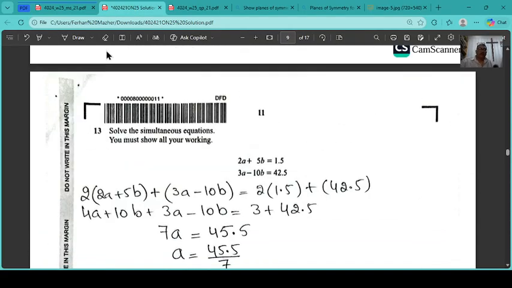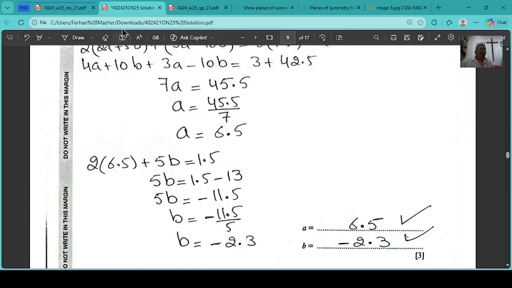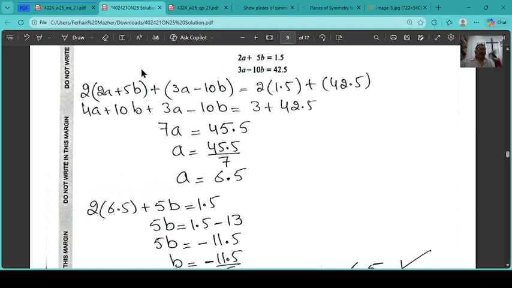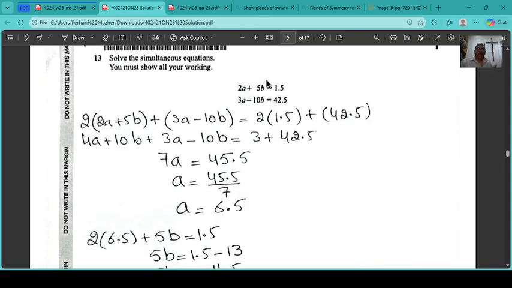So let me show you how I have done this. Here you can see what I have done. I multiplied the first equation by 2 and added it to the second equation. So 2 bracket 2a plus 5b bracket close plus bracket 3a minus 10b bracket close equals 2 into 1.5 plus 42.5. So you will have 4a plus 10b plus 3a minus 10b equals 3 plus 42.5. So you will have 7a equals 45.5. A will be equal to 45.5 divided by 7, and A will be equal to 6.5. So see, very easily we have found the value of A.